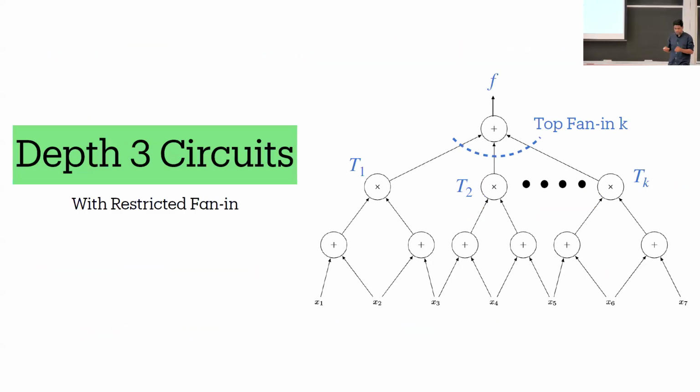So we look at a restriction of it, and this is how a depth 3 circuit looks. The bottom layer is a bunch of addition gates. You have multiplication gates.